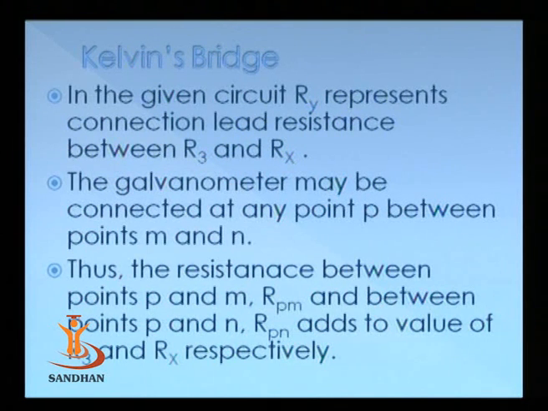The galvanometer may be connected at any point P between the points M and N, and depending on the direction in which it is connected, whether towards M or towards N, it can add that resistance to a particular measurement value of R3 and Rx. So the same thing is dictated here: the resistance between the points P and M, RPM, and between points P and N, RPN, gets added to the values of R3 and Rx respectively, and ultimately whatever we are measuring is R3 plus RPN and Rx plus RPM.